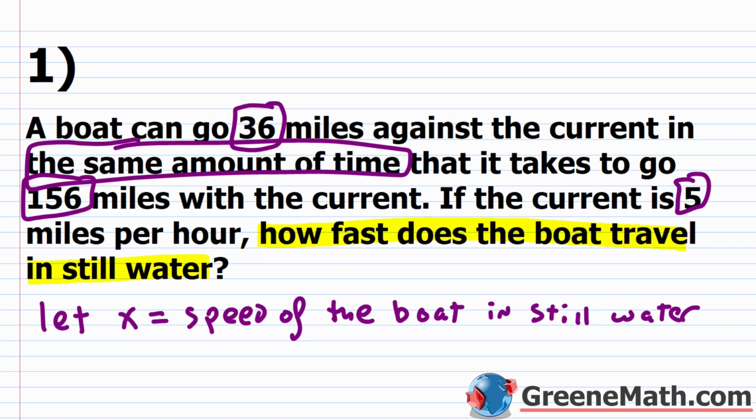Now, coming back up, x was the speed of the boat in still water. So that answers our question, how fast does the boat travel in still water? Well, it's going to be 8 miles per hour. So I can just put 8 miles per hour. If you want to write out a sentence, that's really up to you.